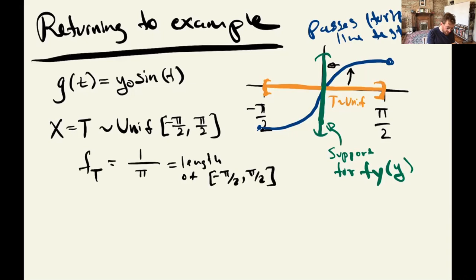So that's our f of t function. Of course, this is for when t is in this region, and then it's going to be 0 otherwise. Now we just need to figure out what is g inverse and what is the derivative of g. So let's go ahead and figure out the derivative of g.